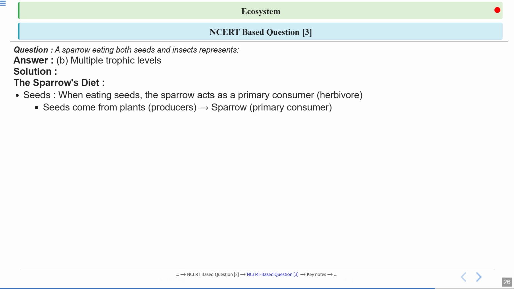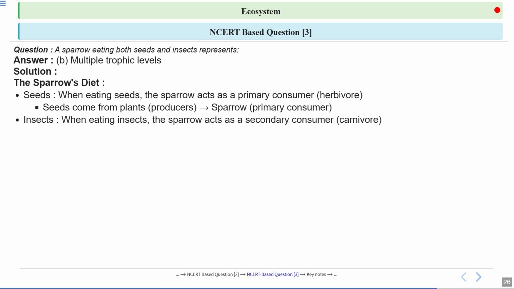Now, seeds come from the plants which are at the base of the food chain. So the flow is plants and then sparrows. Plants are the producers. They occupy the first trophic level, and then sparrows are eating the plants. So they are occupying the second trophic level here, and they are acting as a primary consumer. Now, if the sparrow is eating insects, then it is acting as a secondary consumer.